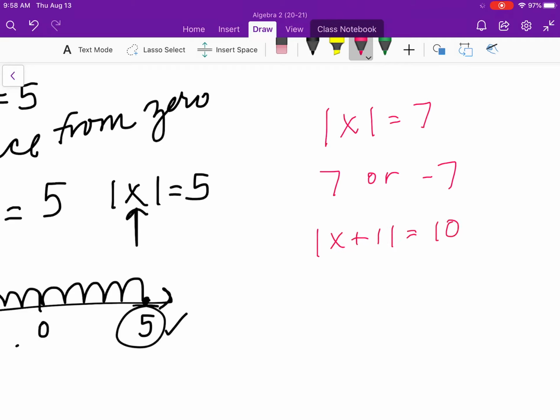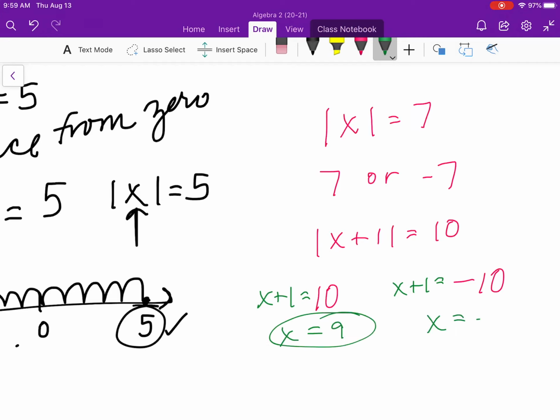The absolute value of x plus 1 is 10. So let's pretend we don't see the x plus 1 right here. What numbers are 10 away from 0? Well, 10 is 10 away from 0, and negative 10 is 10 away from 0. But then we can't just say that's what x is; it's what this whole expression is. So here's what we do. I say that x plus 1 could equal 10, or x plus 1 could equal negative 10, and then I solve those problems. So x equals 9, and x equals negative 11.